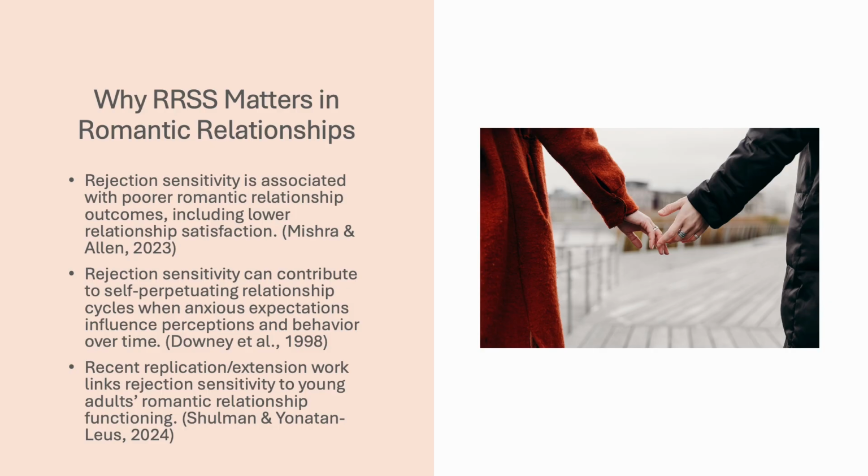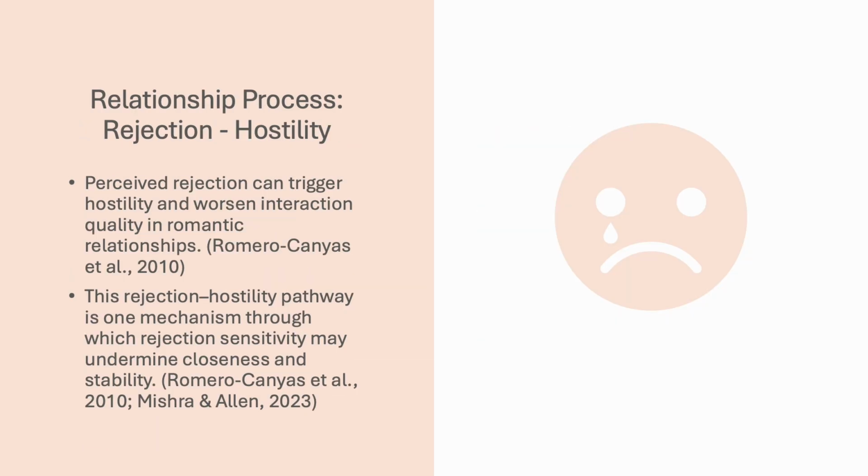Recent replication and extension work also connects rejection sensitivity to young adults' romantic relationship functioning, which supports the importance of measuring it clearly in romantic contexts. One pathway that helps explain these outcomes is the rejection hostility process. When someone perceives rejection, it can trigger hostility and worsen interaction quality in romantic relationships.